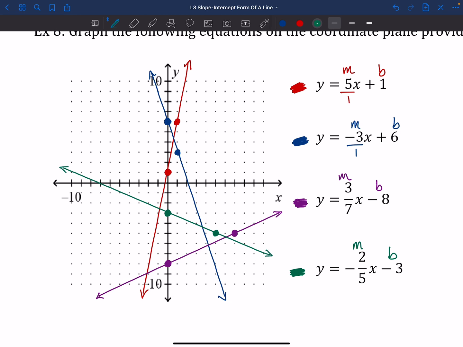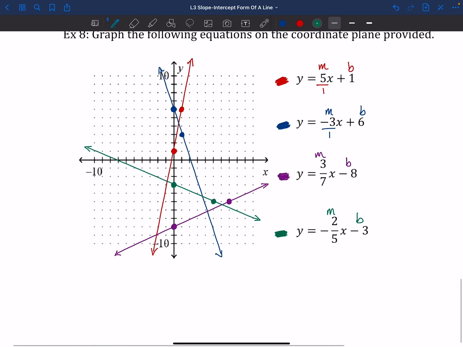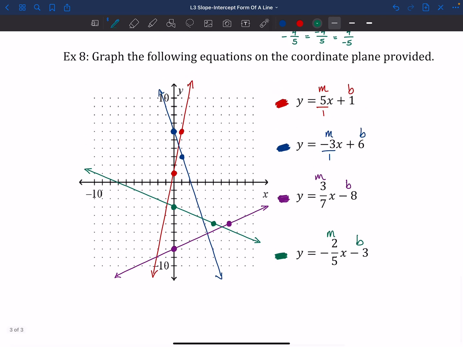All right. And honestly, that's it. I'm hoping that slope-intercept form doesn't seem so bad. All we're really doing is, we have a y-intercept, so we're either going up or down on that y-axis in the middle. And then afterwards, we're using our slope to get a second point and graphing it out.